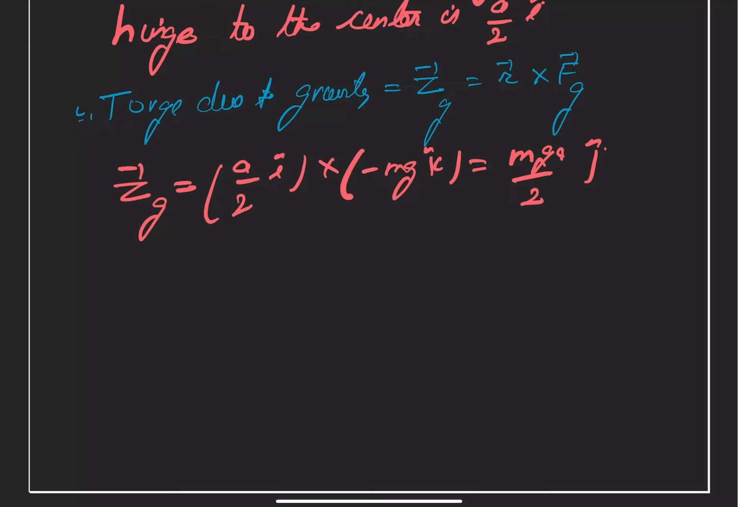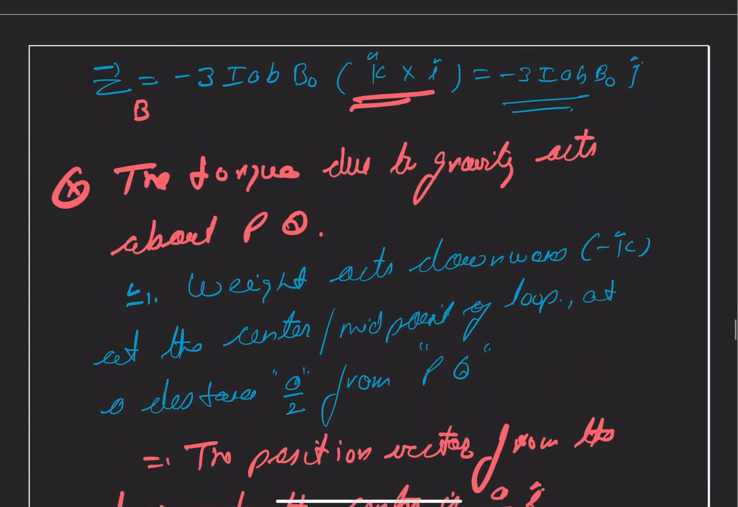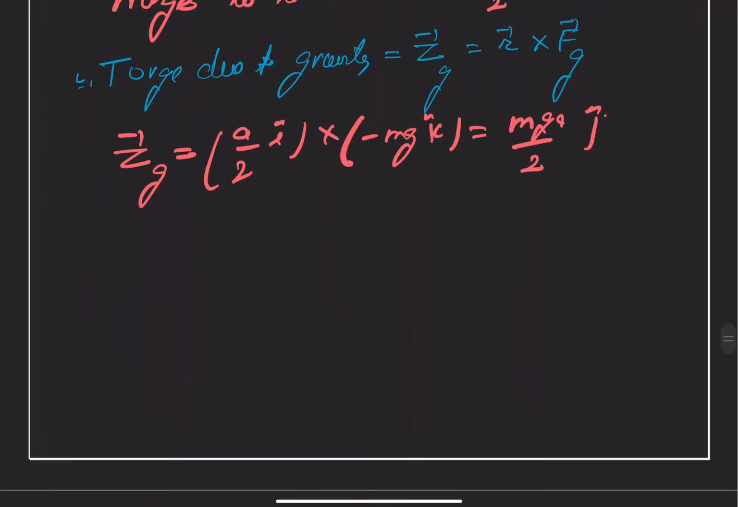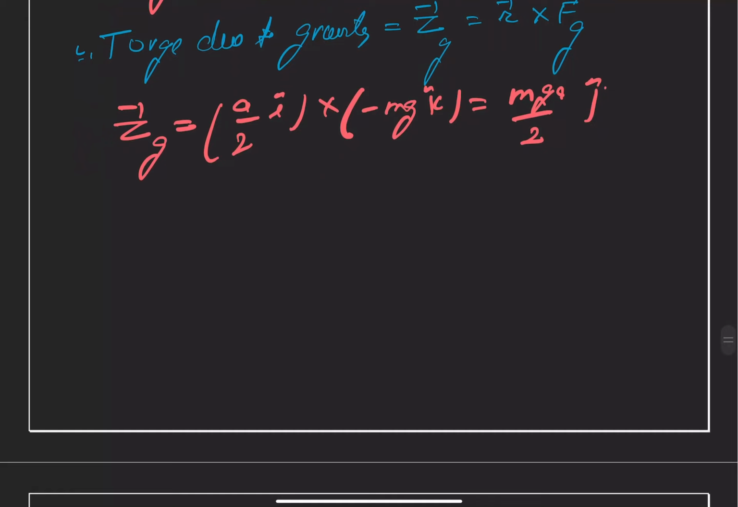So we have one torque acting in the downward direction and the torque because of gravity acting in the upward direction. Because of the minus sign, it will be upward direction, both on opposite sides. So for equilibrium, net torque must be equal to 0.